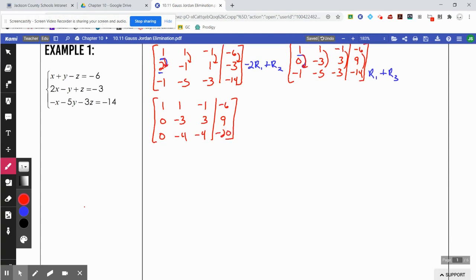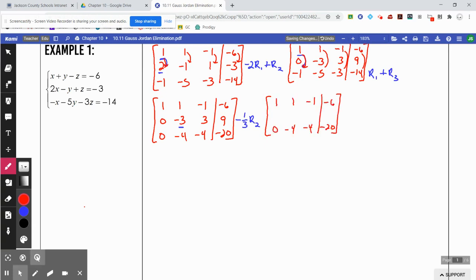So now that we've got that finished, our first column completely finished, we're now going to turn this somehow into a 1. The way we're going to do that is -1/3 times row 2. Rows 1 and 3 will stay the same. And row 2 will turn into a 0, a 1, a -1, and a -3.